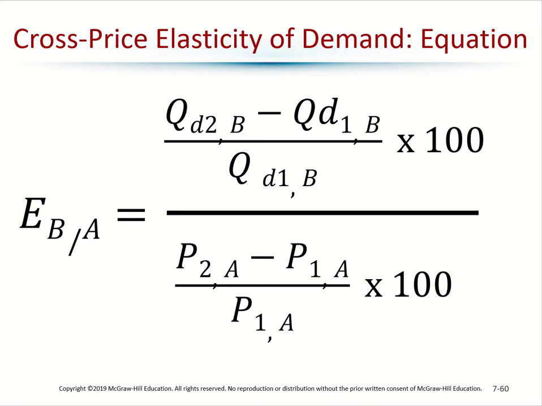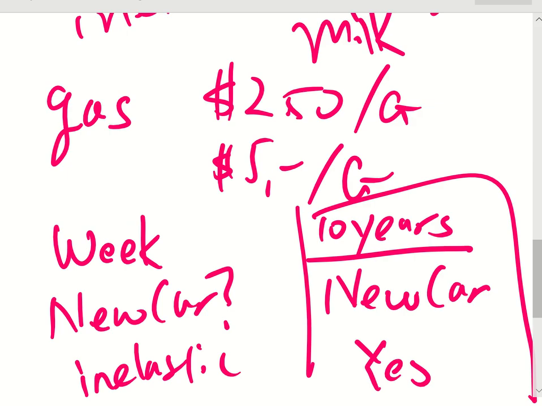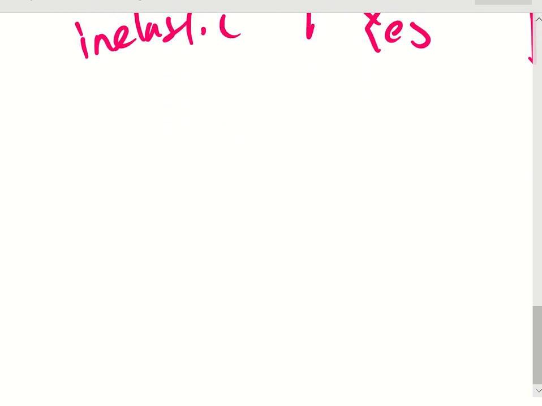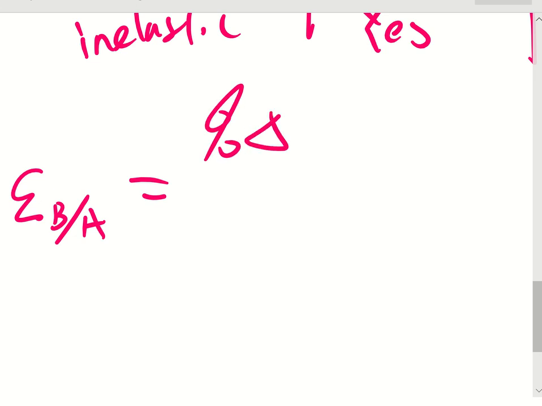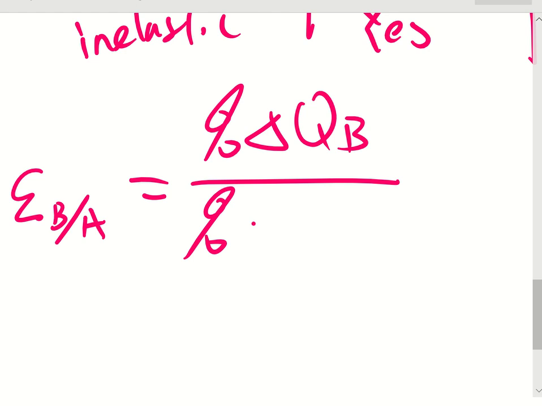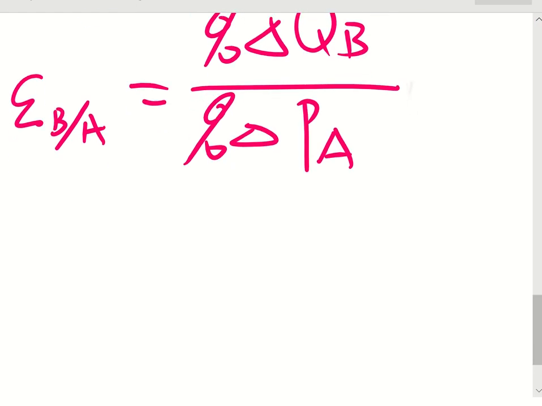You have all these numbers over here. So let me write it down, make it easier for you. Okay. So cross price elasticity, now in your book is denoted as B versus A. So comparing two goods. We're going to do the percentage change in quantity for good B over the percentage change in the price for good A. And then we still follow the same formula.